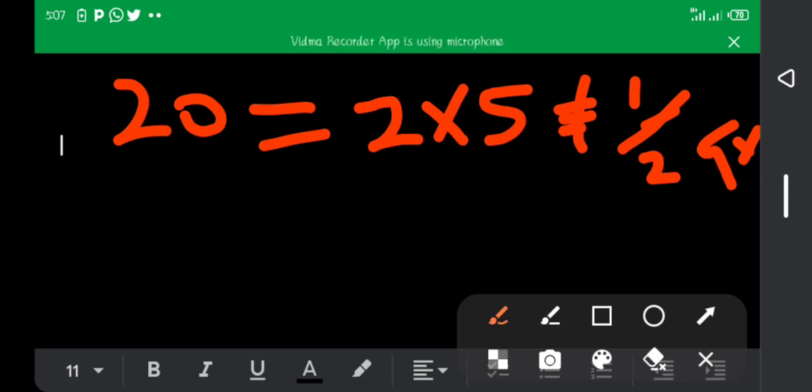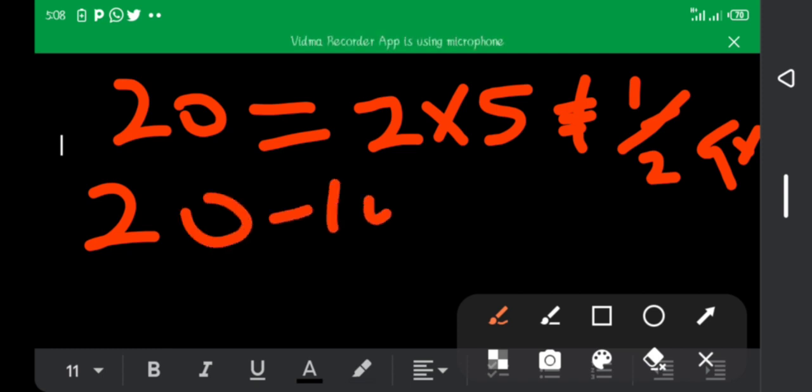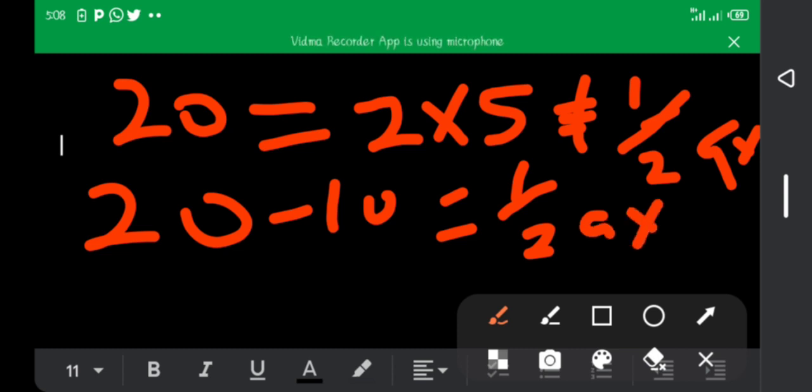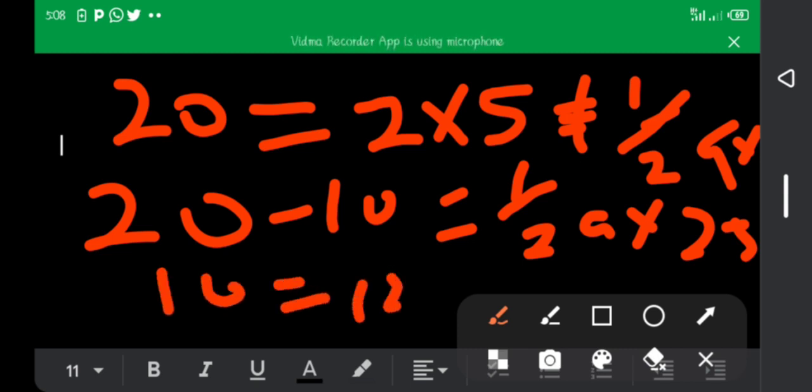So now you have 20 minus 10 equals half A times T squared, and T is 5, so that will be 25. So 10 equals half of 25, which is 12.5 A. So A equals 10 over 12.5. Do you get?